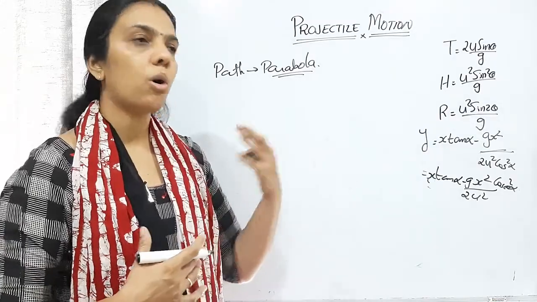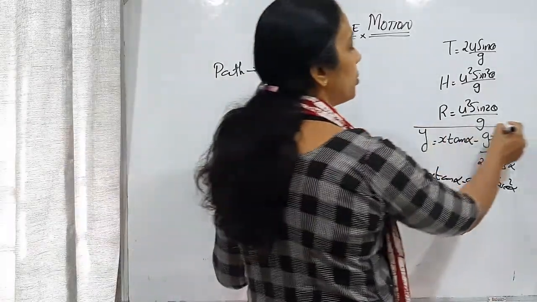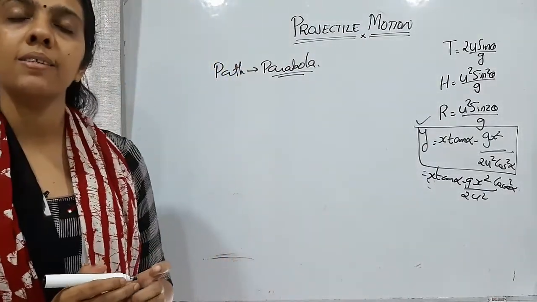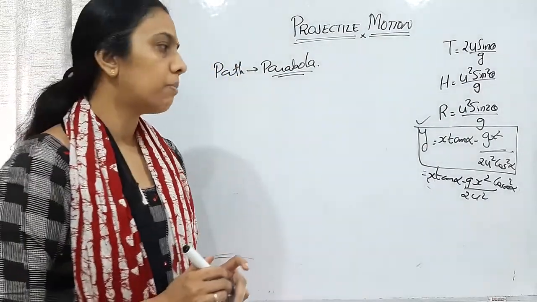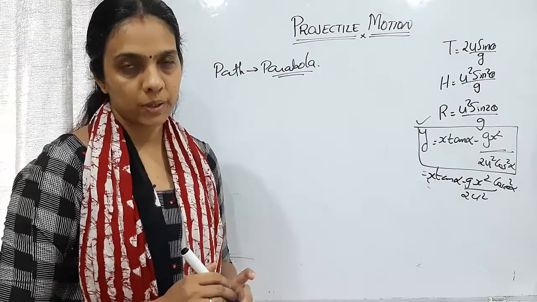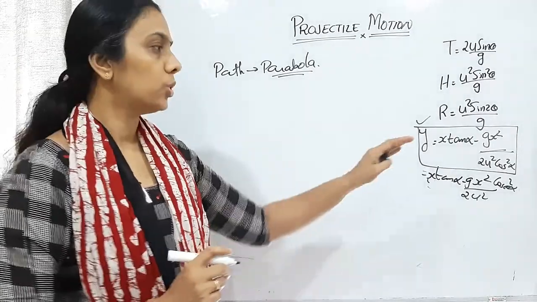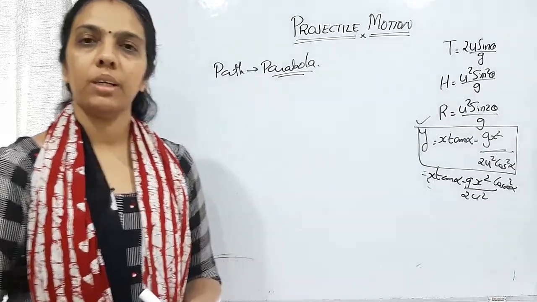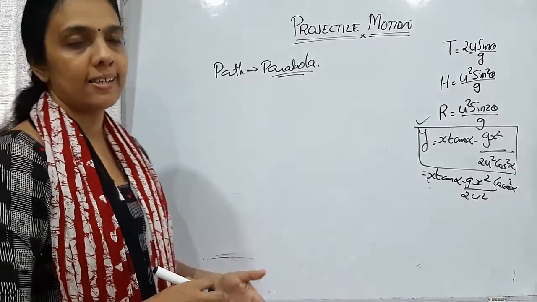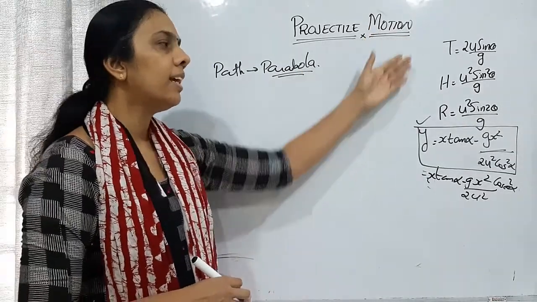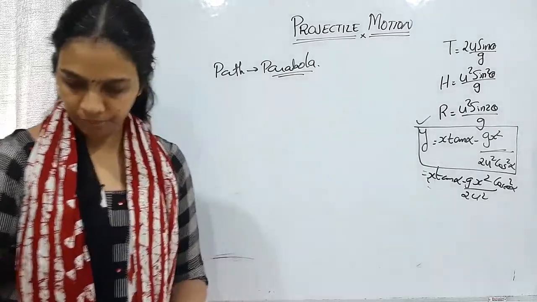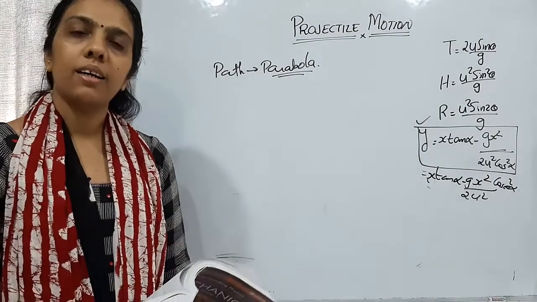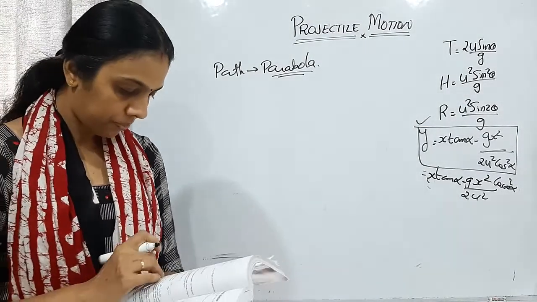So in many formats, anyway, at least one equation you should learn and keep: y equals x tan alpha minus gx square divided by 2u square cos square alpha. This one you should know by heart along with these equations. Today we are going to do some introductory exercises relating to these equations. These questions are from DC Pandey's book.